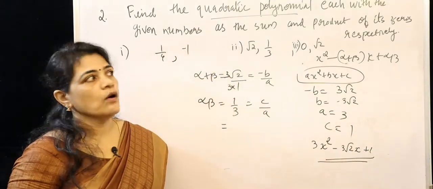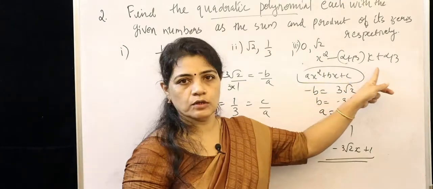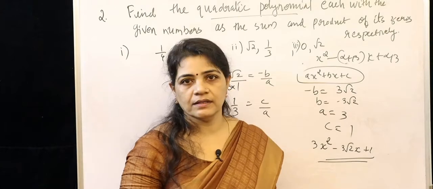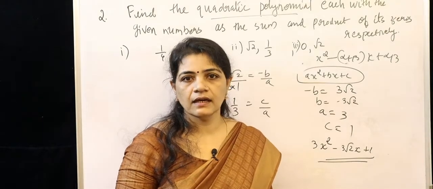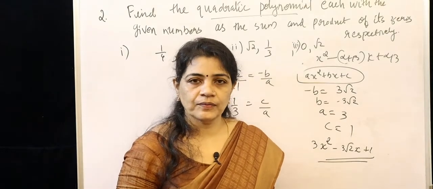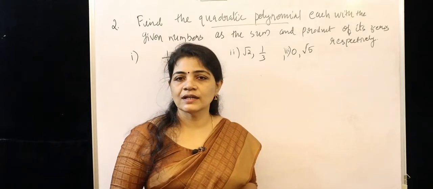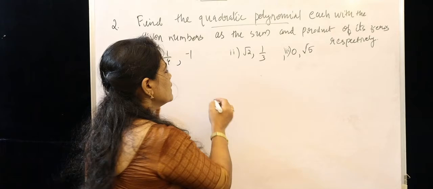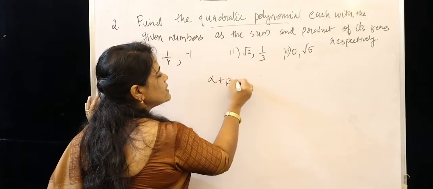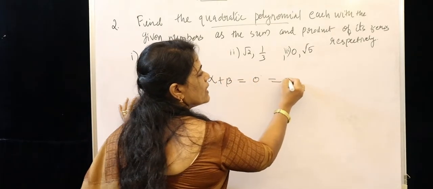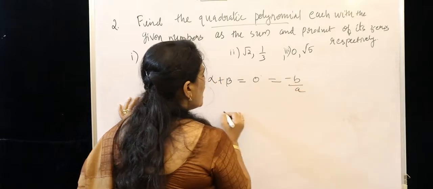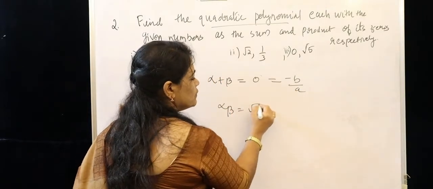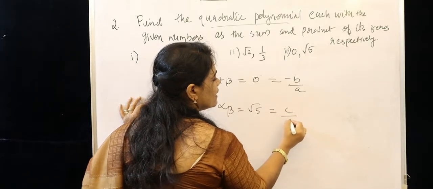It's very simple. Or you can apply this here also, x square minus (alpha plus beta) into x plus alpha beta. In that case also you can easily get the quadratic polynomial. Now we are moving to the third problem. Here alpha plus beta is given as 0, this is minus b by a. Alpha beta equals root 5, that is c by a.